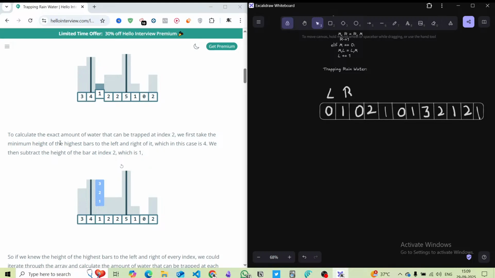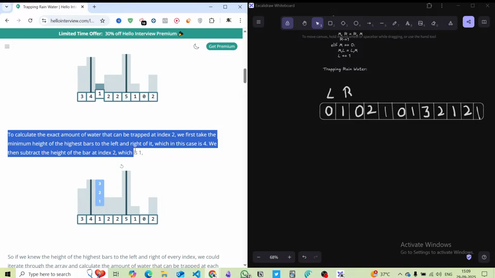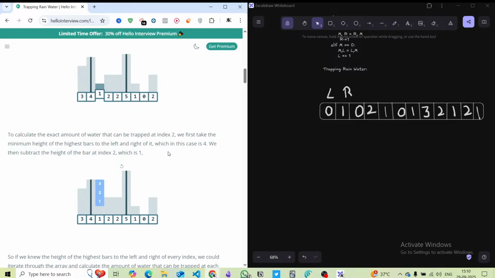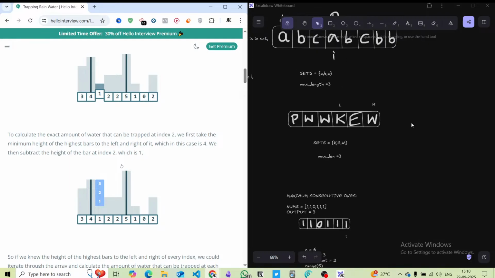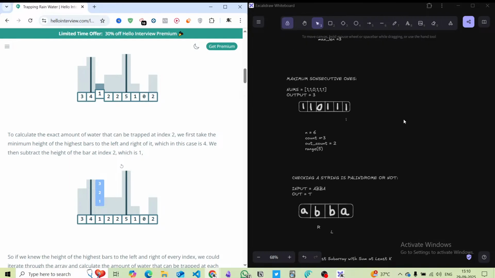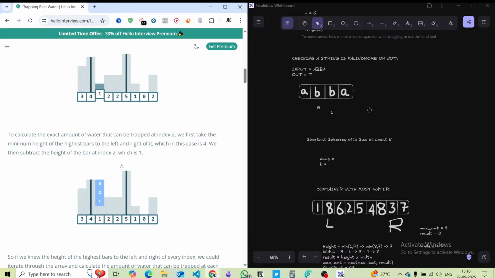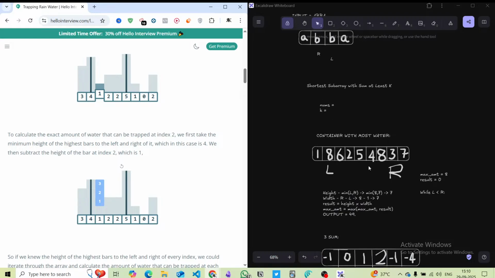To calculate the exact amount of water that can be trapped at index 2, we first take the minimum height of the highest bar to the left and right of it. This is the intuition we also used in the previous problem, Container With Most Water.